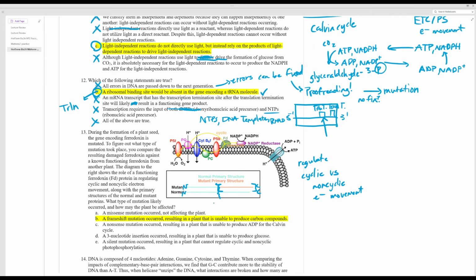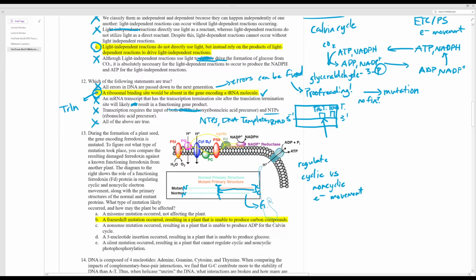Now we can see, we go from normal all of a sudden to a divergence point. All the nucleotides past this do not match the normal primary structure, or all the amino acids past this do not match the normal primary structure, meaning that somehow all the codons got jumbled. And what's the best way this can occur? A frame shift mutation.